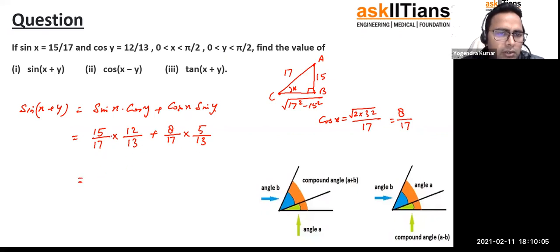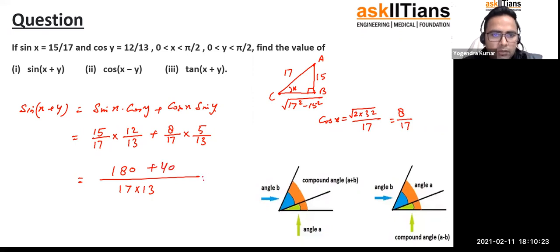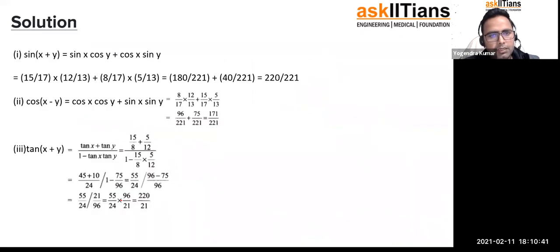So this is how we can calculate, right? The denominator is the same, so 17 into 13 is the denominator. Now here, 180 plus 40, so 220 divided by 221, right? This is the value of sine of x plus y that we can get.